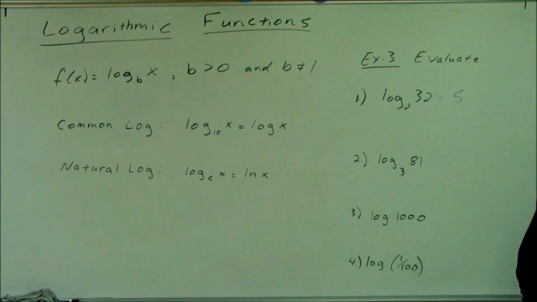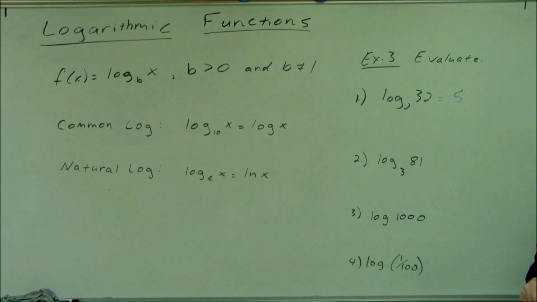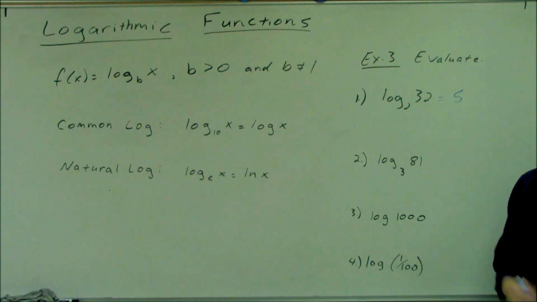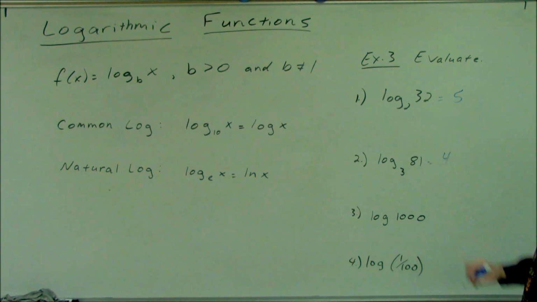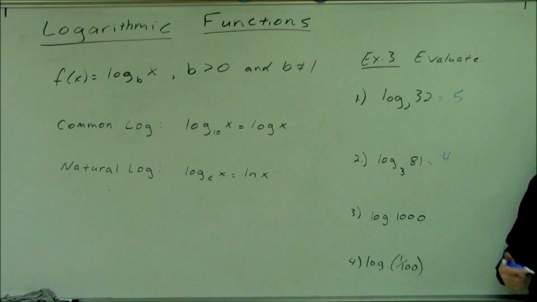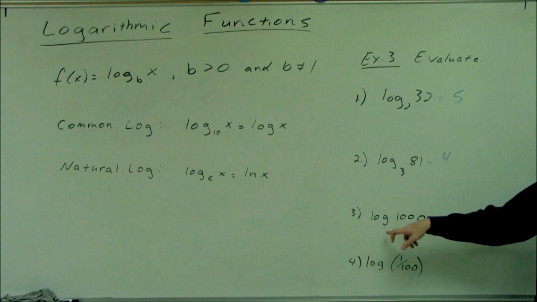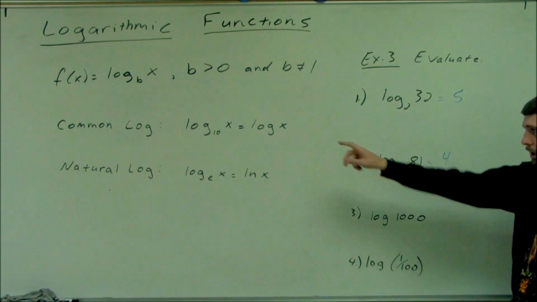Let's work the second one here. Log base 3 of 81. So how many times do I multiply 3 by itself to get 81? Well, we should know 3 to the 4th power is 81. So it's really just going through and asking your exponent questions in a different order. Here, log of 1,000. Well, we don't see a base, so we know it's the common log.